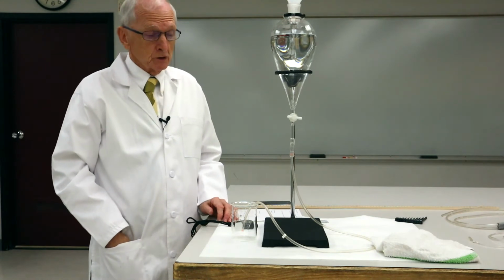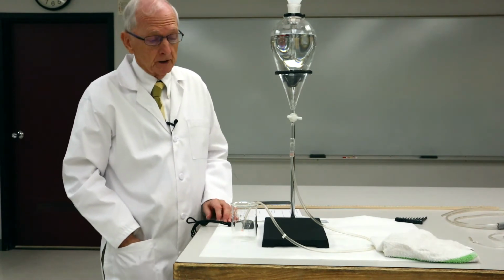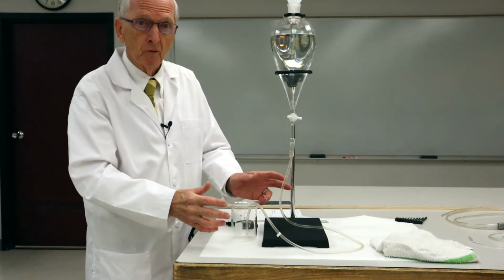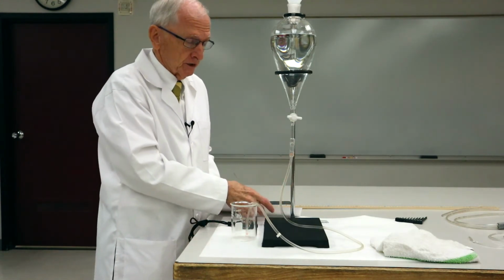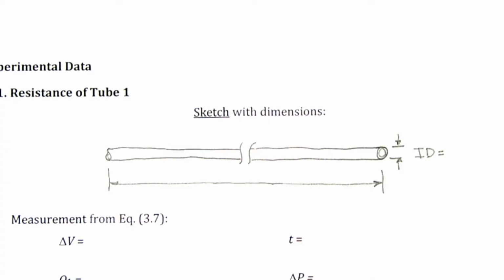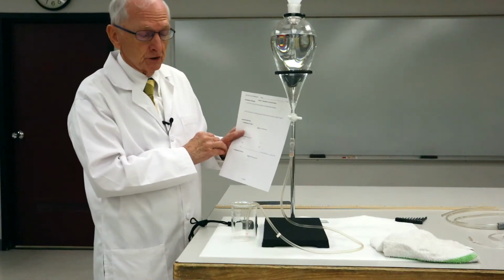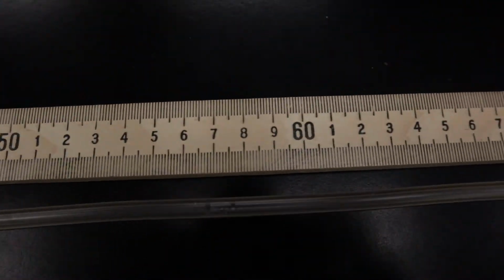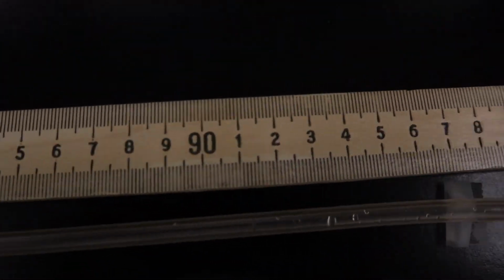Now let's make some measurements that will allow us to calculate the fluid resistance for tube number 1 here. But before we do, please make a sketch of tube number 1 in the appropriate spot on the worksheet. It will look something like mine, but make it your own. And then let's measure the dimensions of tube number 1. The length is 1.0 meters.